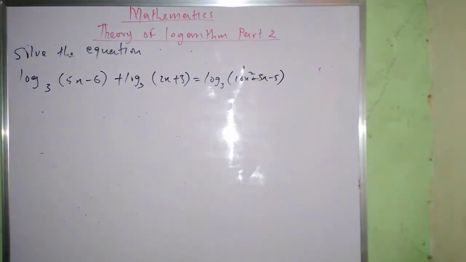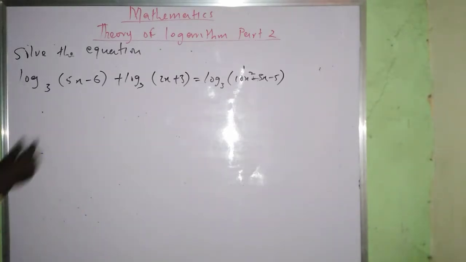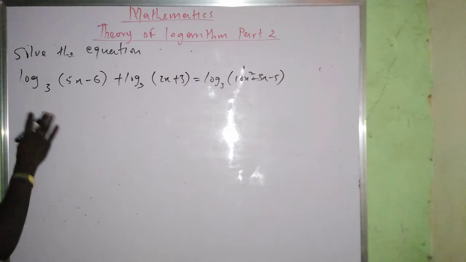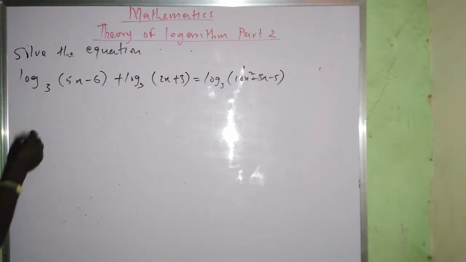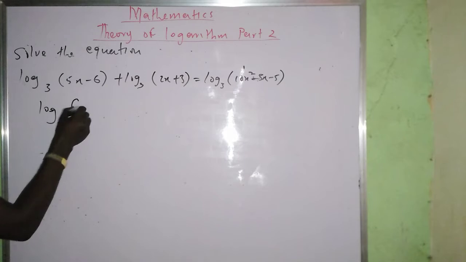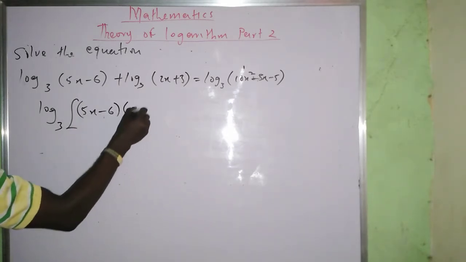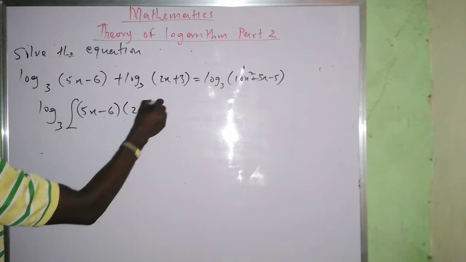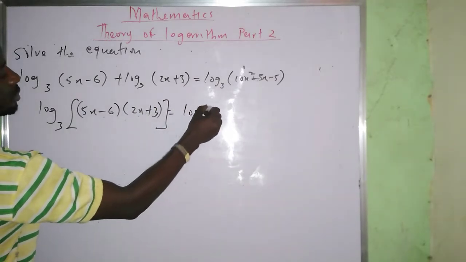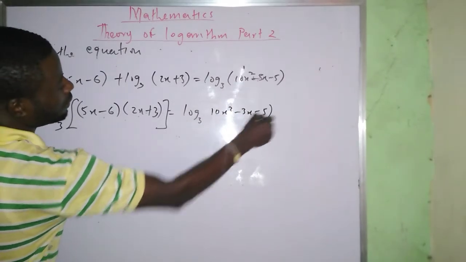Now this time around, I have base 3, so there won't be any problem. They are all in base 3. That is what you need to look out for. Since I have that, I can combine my logs: I have (5x minus 6) and (2x) equals log base 3 of (10x squared minus 3x minus 5).